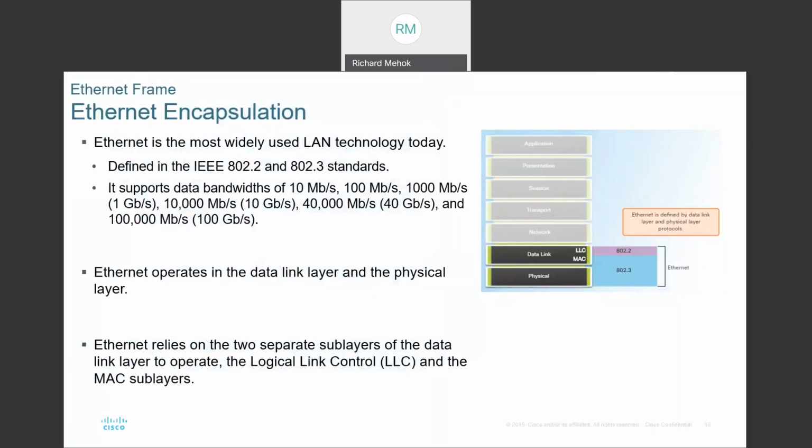So Ethernet is one of the most widely used LAN technologies today. It's defined by the 802.2 and 802.3 standards. It supports 10 meg, 100 meg, a gig, 10 gig, 40 gig, and up to 100 gig. It operates at the data link and the physical layers. Ethernet relies on two separate sublayers of the data link to operate, the LLC and the MAC sublayers.